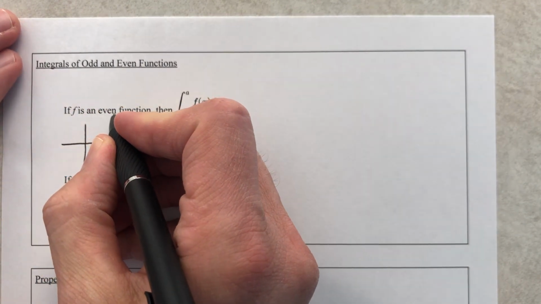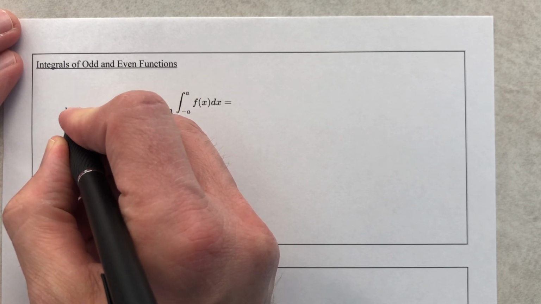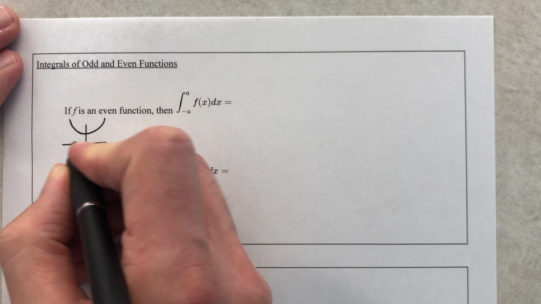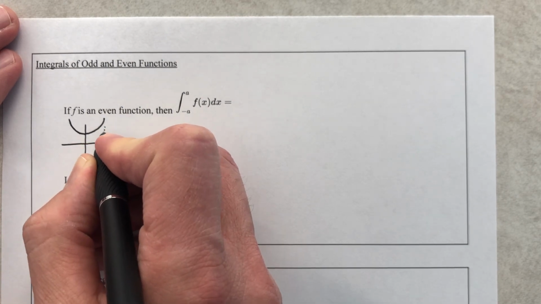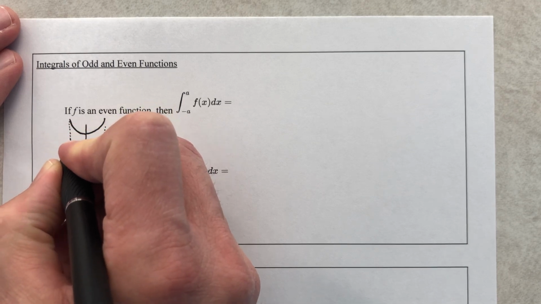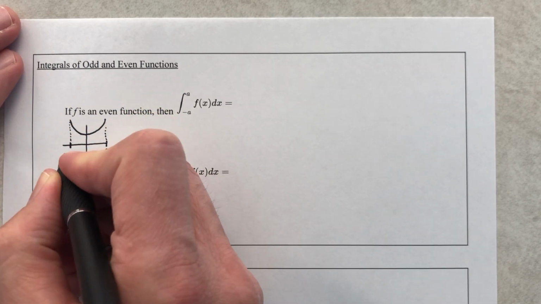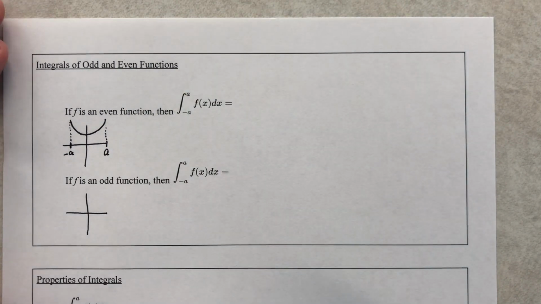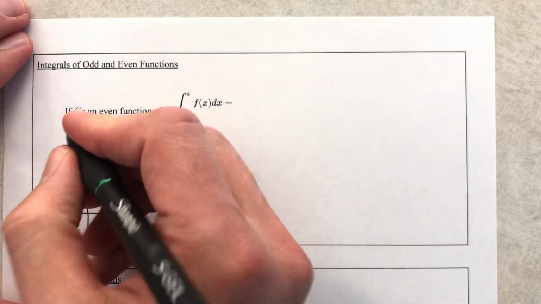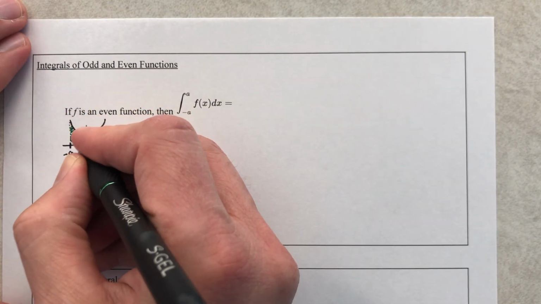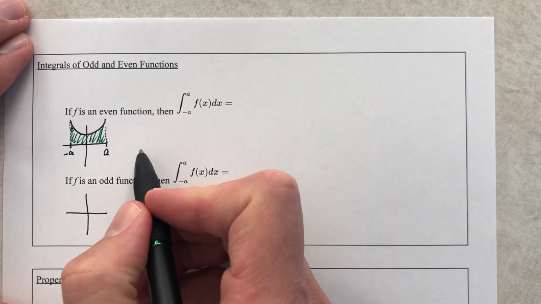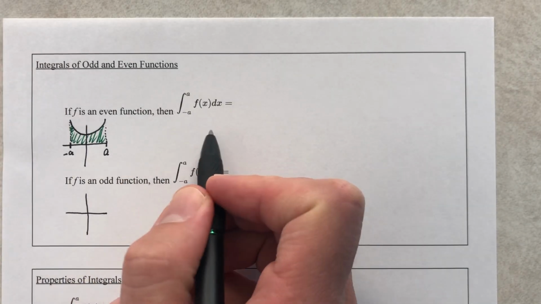An even function like a parabola. For example, x squared plus some constant. So there we go. And we're going to call this a. And if this is moving forward a, this is moving back a, so negative a. And if I wanted to know the area here, I could represent it like the integral from negative a to a of whatever the function is.